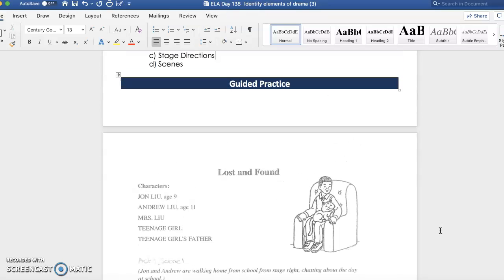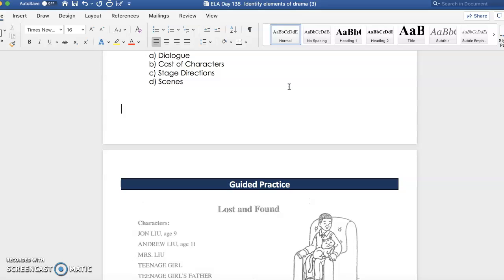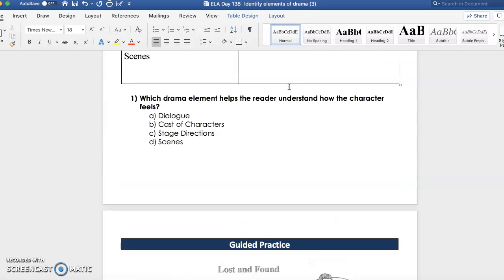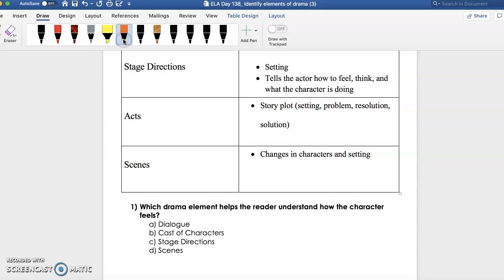So let's go ahead and answer this one question together about our drama elements. Which drama element helps the reader understand how the character feels? When I go back, guys, I know that I only know how the character is feeling based on the stage directions, right? The stage directions is what tell us that Lucy is frowning, that she's upset, or that her mom was upset, right? And so that is our stage directions. Okay, good.